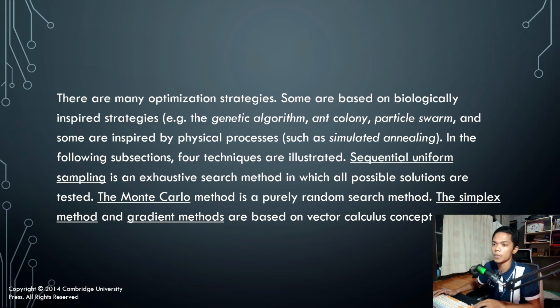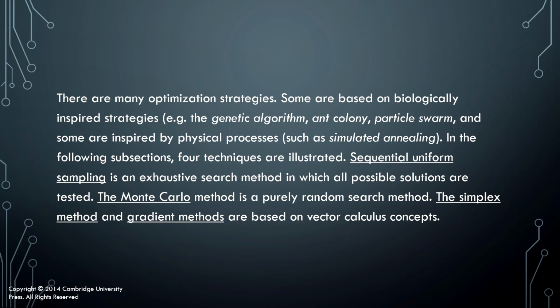optimization techniques. These are called sequential uniform sampling. This is an exhaustive search method in which all possible solutions are tested, meaning we are going to find a lot of values for the cost function C. Second is the Monte Carlo method, a purely random search method, meaning we are going to set random numbers for the angular displacement L and angular frequency omega. Next are the simplex method and gradient method, which are based on vector calculus concepts.